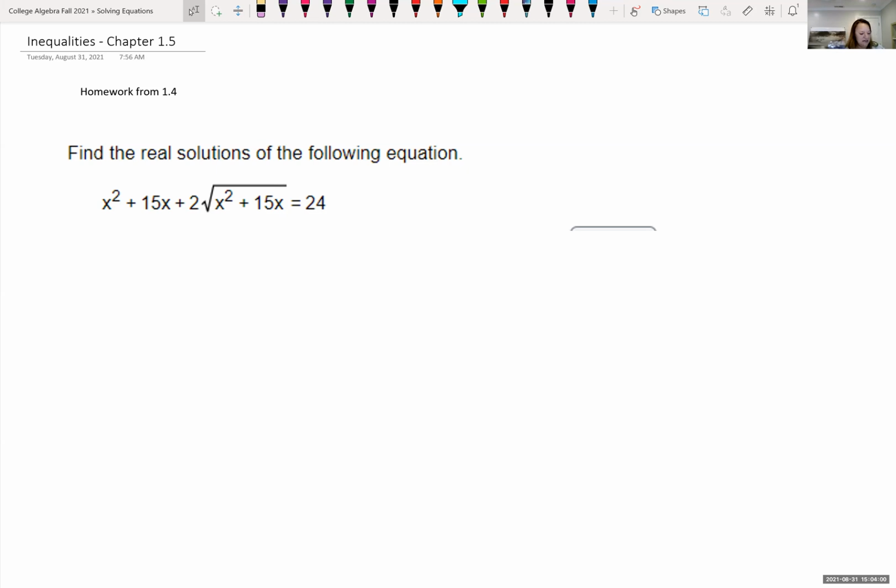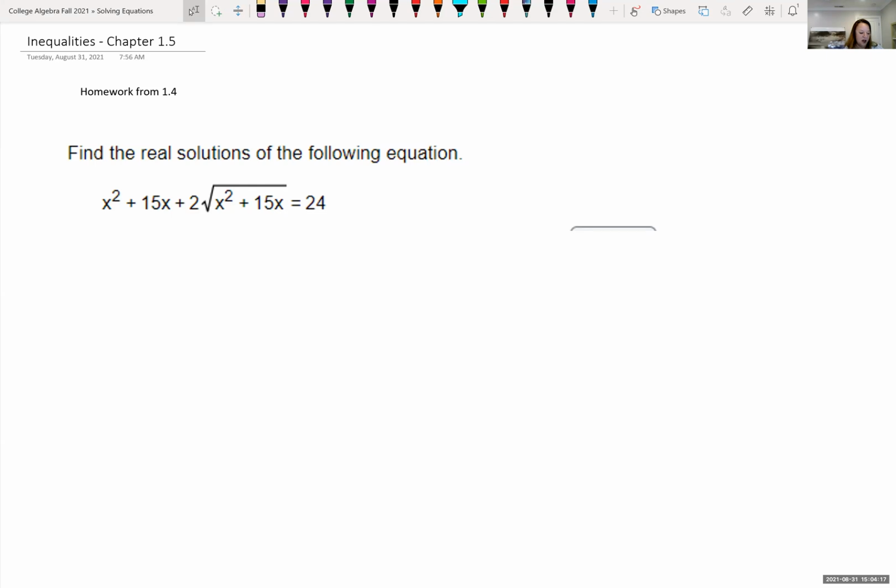And the equation we have is x squared plus 15x plus 2 times the square root. And under the square root, we have the expression x squared plus 15x. And then outside the square root, we have equals 24.